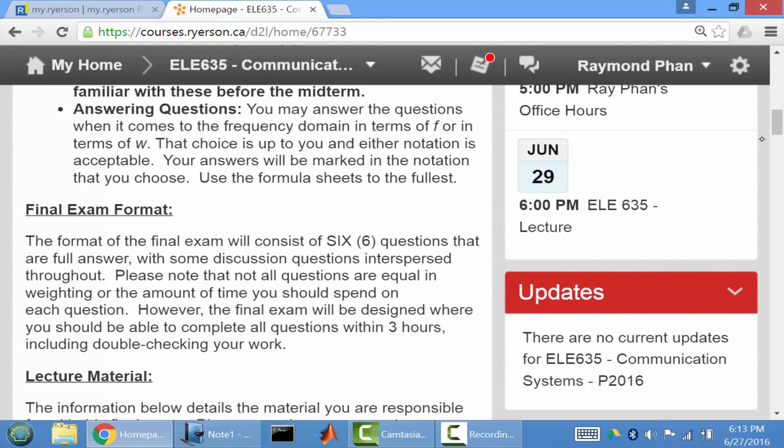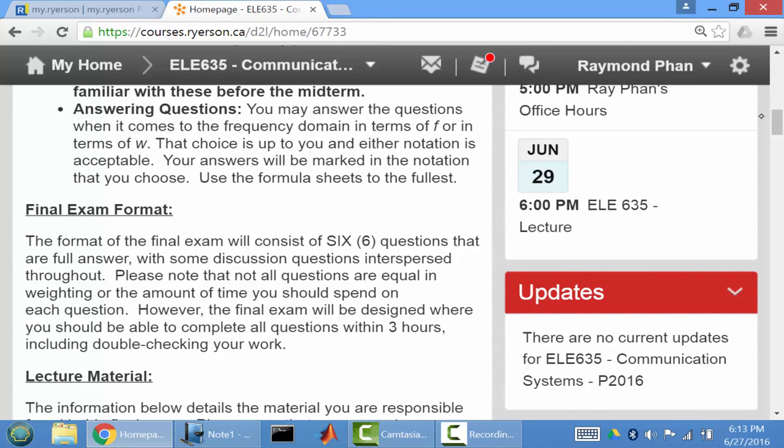In terms of what you're responsible for in the lecture material, some profs like to ask questions that are cumulative. I do not endorse that philosophy. Once I ask you stuff for the midterm, that is it. I do not ask you that anymore. So you're only responsible for material after the midterm. Do not study any material before.